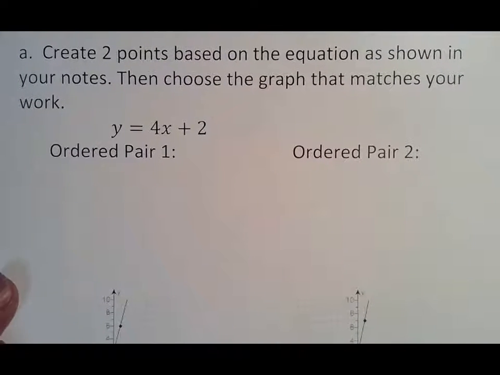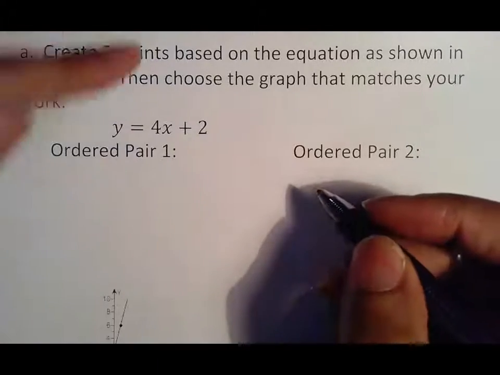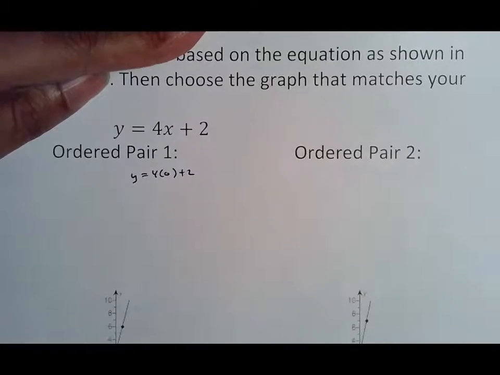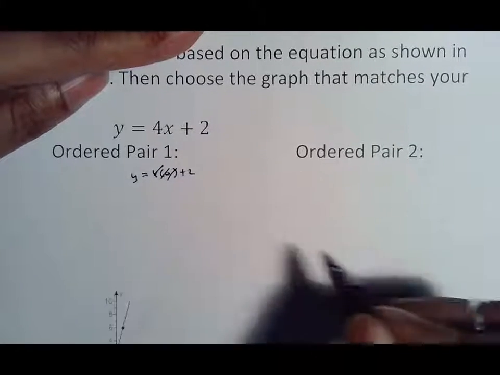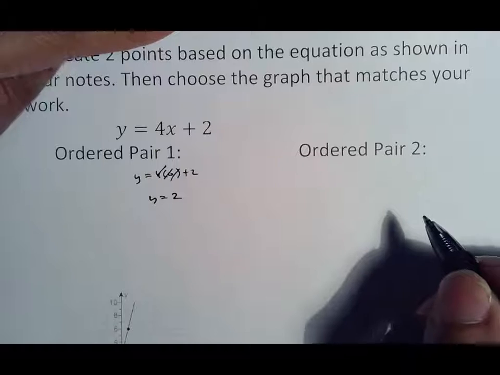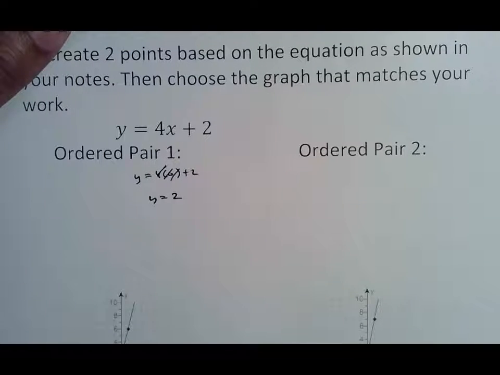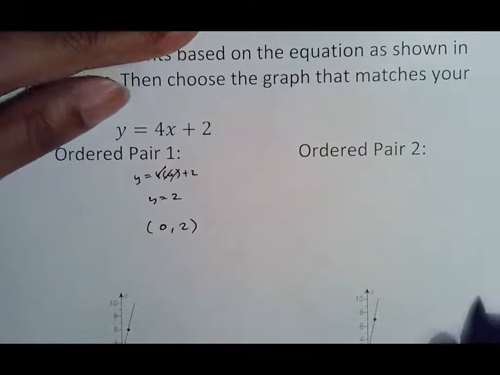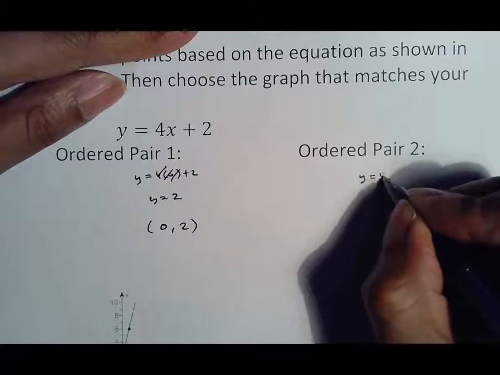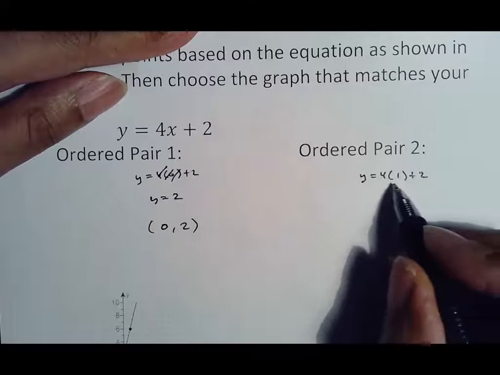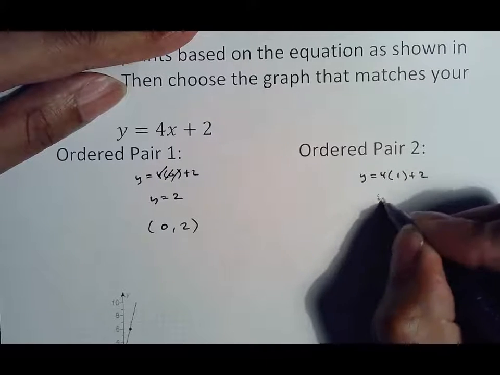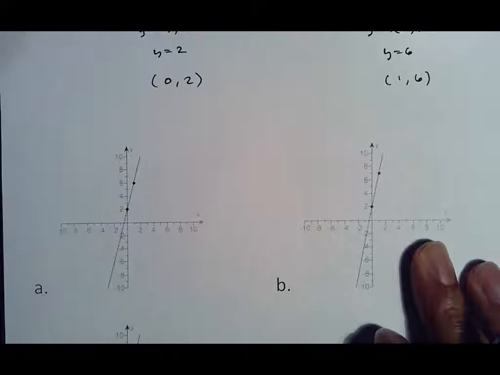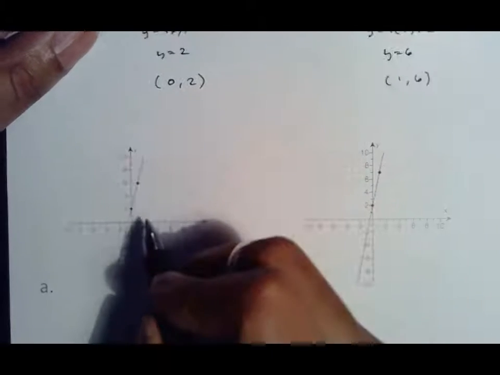Create 2 points based on the equation as shown in your notes. Again, ordered pair number 1. Remember, for ordered pair number 1, we would start with 0. So y equals 4 times 0 plus 2. Keep in mind that multiplying by 0 means it doesn't exist anyway, which means that y is 2. Because I don't have to show work, there's no need for me to show 0 plus 2. I already know it's 2. So your first ordered pair is 0, comma 2. Second ordered pair, let's put that 1 in there. So y equals 4 times 1 plus 2. Well, 4 times 1 is 4, and 4 plus 2 is 6, which means that my second ordered pair is 1, 6. So looking at your graphs, you're looking for something that crosses through 0, 2.